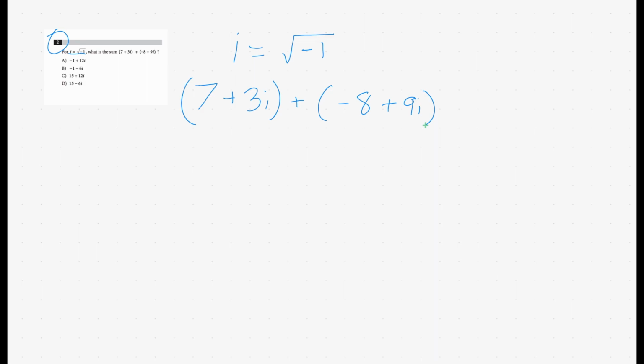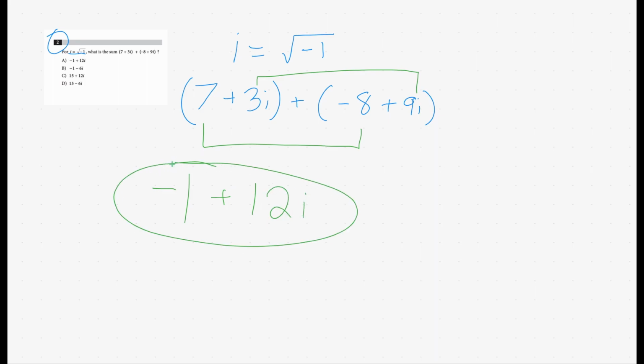Everything here is addition. So I can just collect my like terms, 7 and -8 together, that's a -1. The 3i and the 9i together, that's a 12i. And that's it. That's your solution. -1 plus 12i. And you don't have to go any further than that.